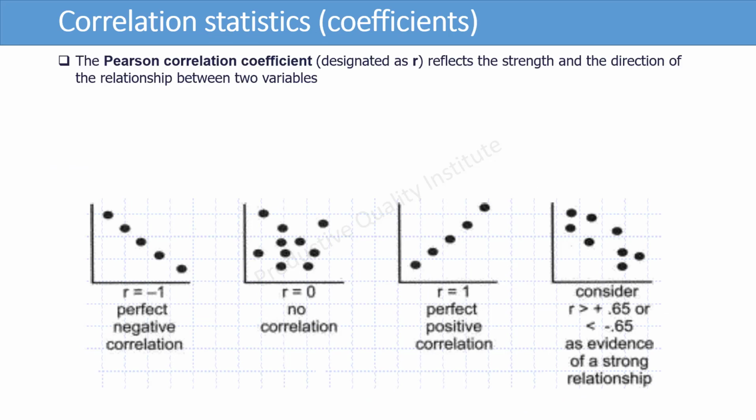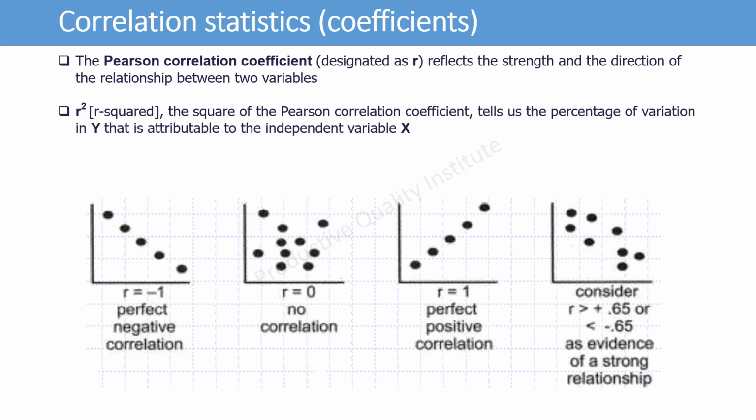The Pearson correlation coefficient, designated as R, reflects the strength and the direction of the relationship between two variables. R squared, the square of the Pearson correlation coefficient, tells us the percentage of variation in Y that is attributable to the independent variable X.